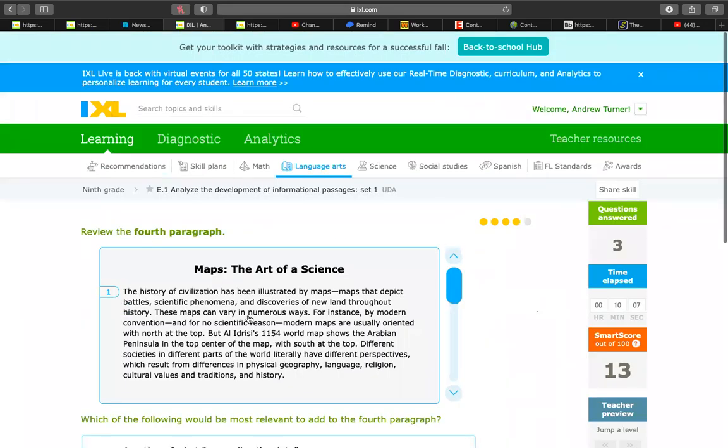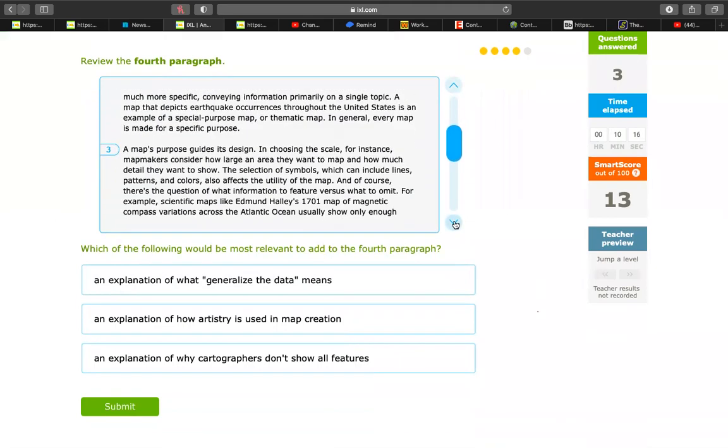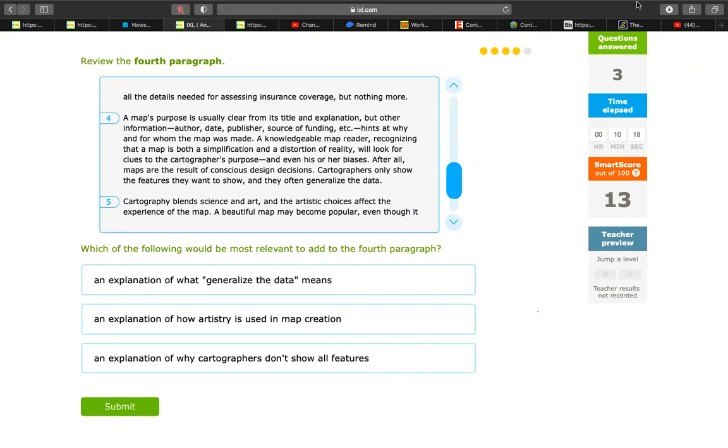All right, so let's move to the next one. Which of the following would be most relevant to add to the fourth paragraph? So let's look at the fourth paragraph. When you guys take your time and do this by yourselves, I think you'll be able to go back a little bit better. And one of my recommendations for iExcel would be to make this bigger so you're not scrolling through.